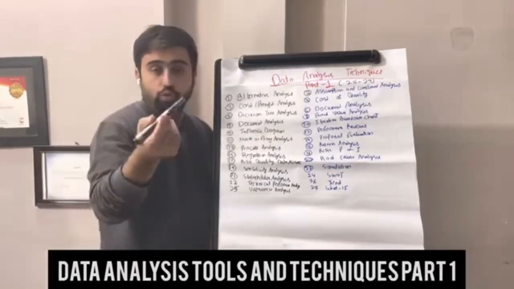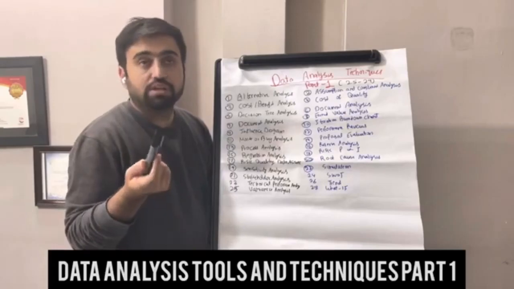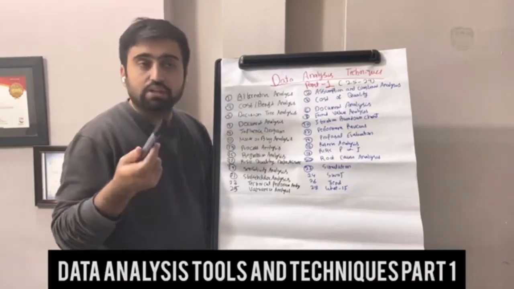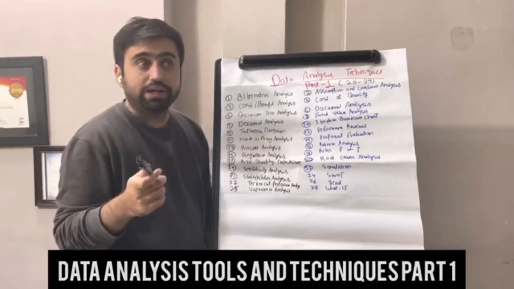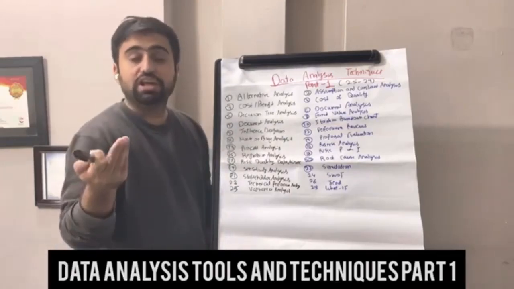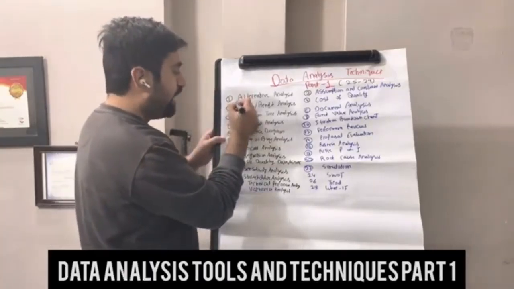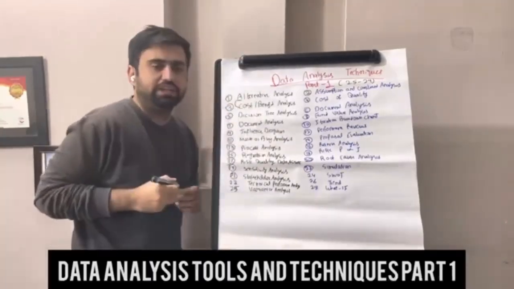Or let's say you are in the UAE, you want to go to, let's say, the US. So should you go by Fly Dubai? Should you go by Emirates? Alternate analysis. So alternate analysis always goes hand in hand with cost benefit analysis.